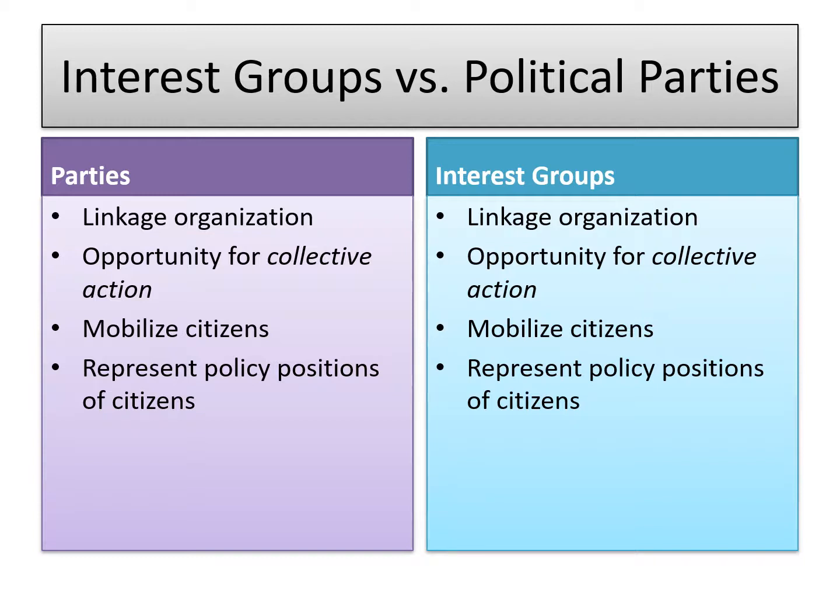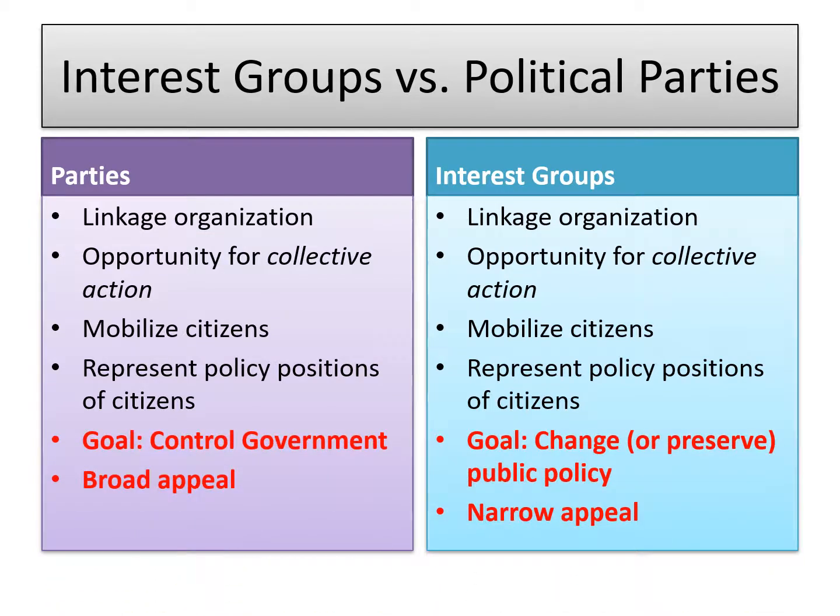Both parties and interest groups mobilize citizens, meaning they give citizens a chance to participate in politics, to take action. And both of them represent policy positions, which means that if you, for example, are in favor of protecting gun rights, you can join the NRA, or you can find a party, in this case the Republican Party, that represents that position. However, there are some real differences between interest groups and political parties.